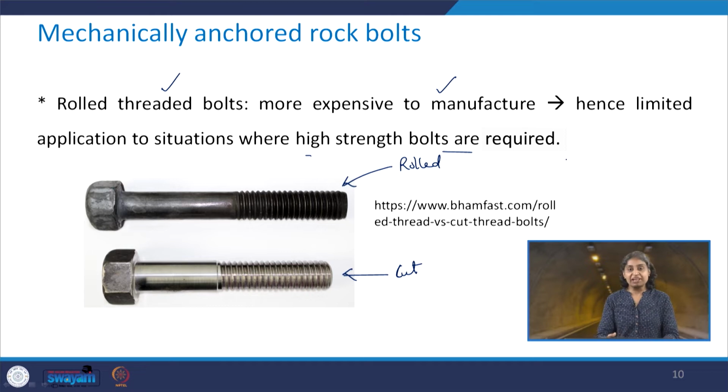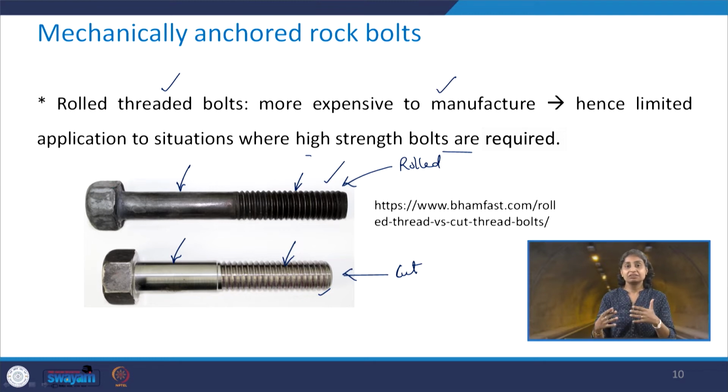Here is a picture, as I mentioned, the top one is the rolled one and the bottom one is the cut one. So, you can see the difference. See the diameter of the bolt shank here and in this zone where the threads are, and see it here and here. There is a difference in the diameter. Apart from this diameter, there are other differences also. We are not going into the details. I kept this figure just to give you the idea of what exactly we mean by rolled threaded bolts and cut threaded bolts.